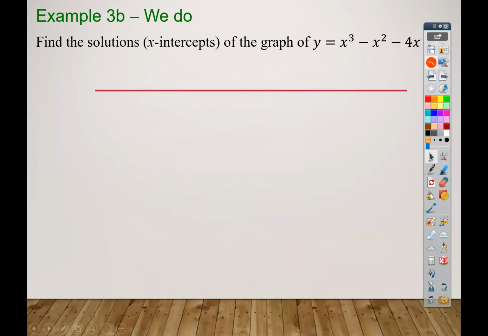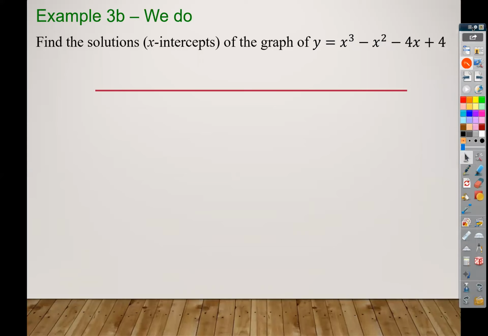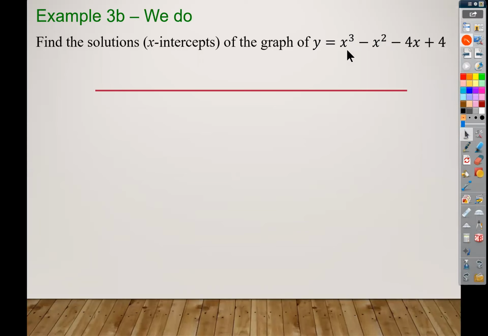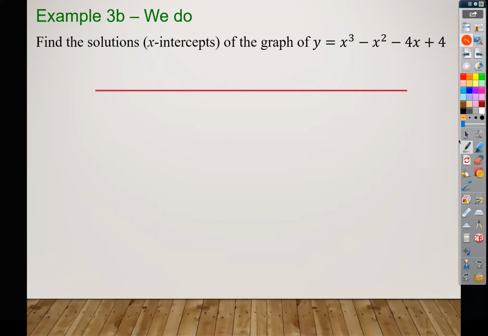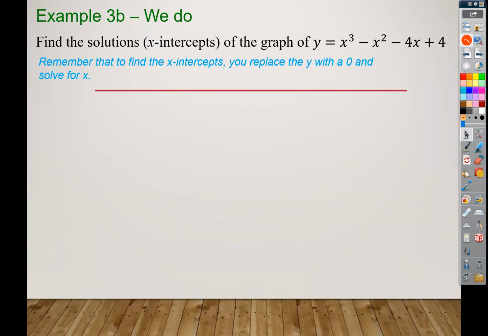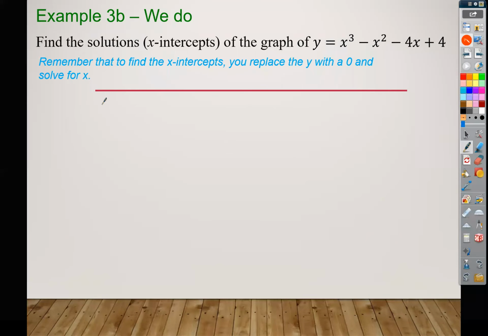Three B, find the solutions or x-intercepts of the graph y equals x cubed minus x squared minus 4x plus 4. Okay, so remember we have to set the y equal to 0. So I'm going to say 0 equals x cubed minus x squared minus 4x plus 4. Now we are dealing with a quadrinomial, right? So how do we solve a quadrinomial?